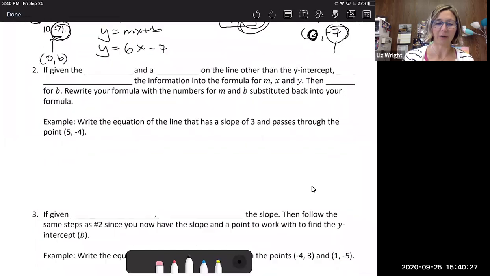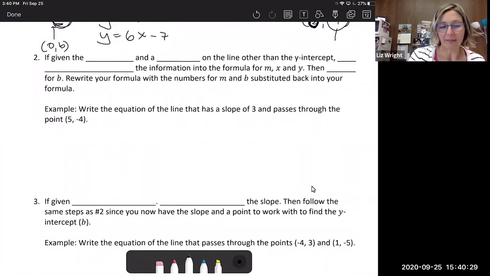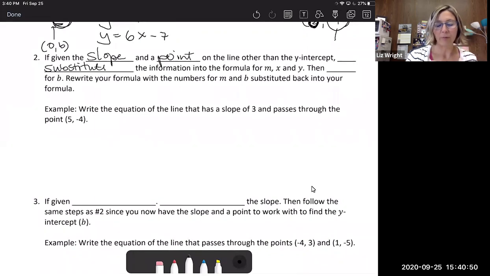Okay, so here's a second scenario. Maybe you are given the slope and a point on the line that's other than the y-intercept. So they give you a point on that line, but it's not the y-intercept. Well, then you are going to substitute the information into the formula for m, x, and y this time. Then we're going to solve for b. Then we're going to rewrite your formula with the numbers for m and b substituted back into our formula after we have solved for b.